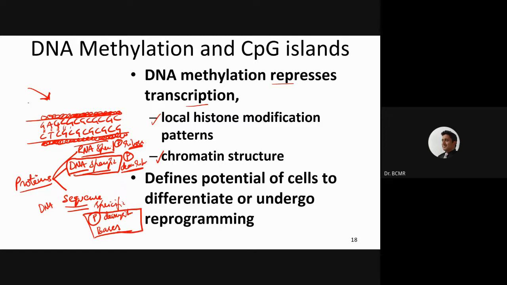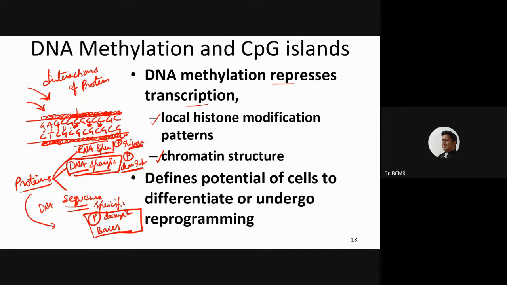Say the sequence that I've given here. If a protein is binding here, that protein may not bind if the cytosine is methylated. The methyl groups may interfere with the interaction of these proteins with this DNA. That is how DNA methylation plays a role in the interactions of proteins that bind to that particular part of the DNA.